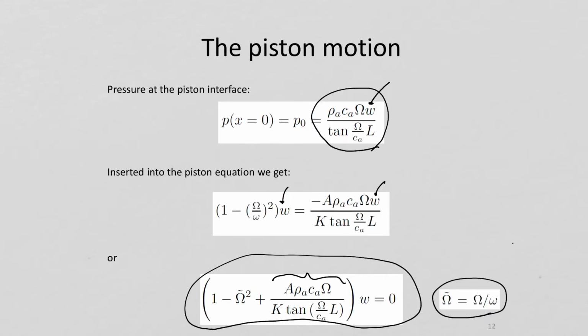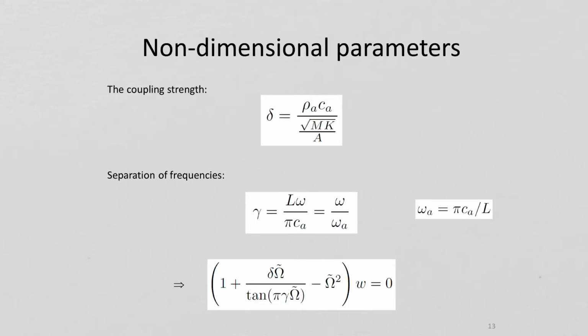Now, if we go back and look at the final expression again, we can see that there are a lot of parameters entering. We have the cross-sectional area, capital A, the speed of sound, the density of the acoustic medium, and the spring stiffness, capital K. So it should be possible to define a smaller set of parameters that characterize the effect of the acoustic medium on the mass spring model. And this we can do by introducing two new non-dimensional parameters.